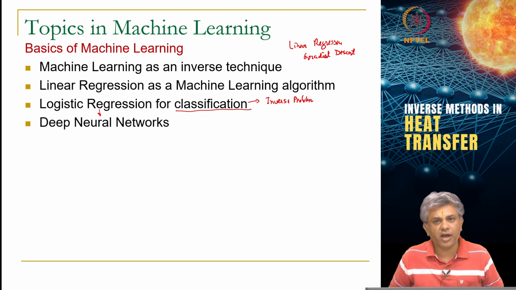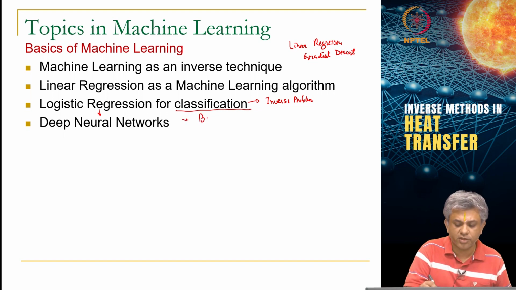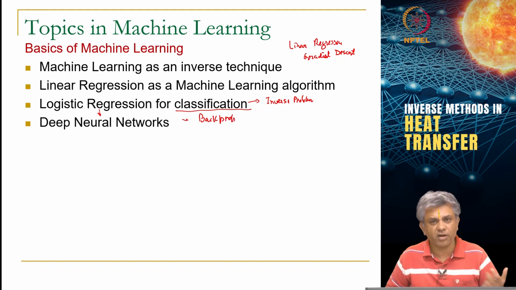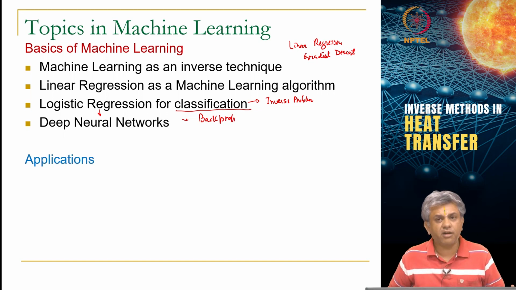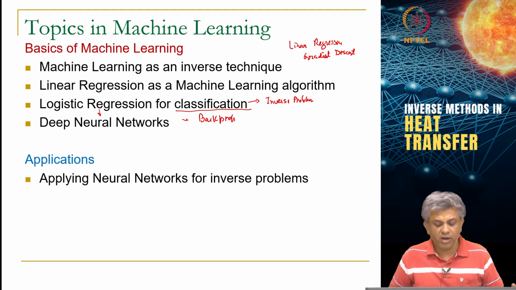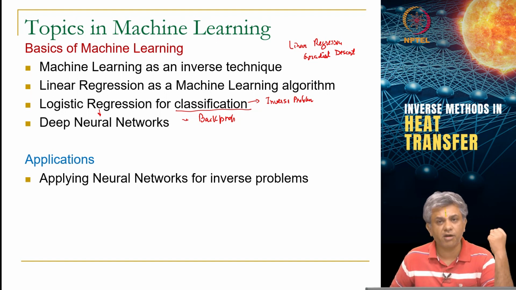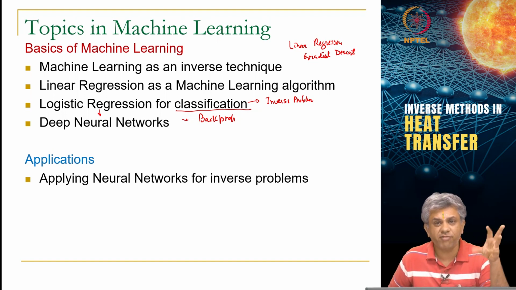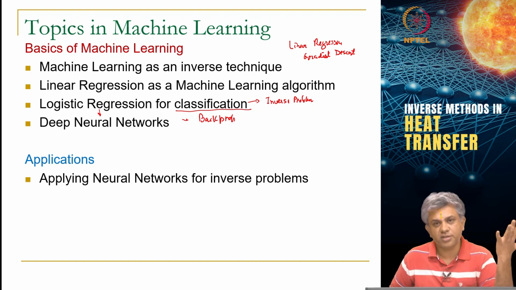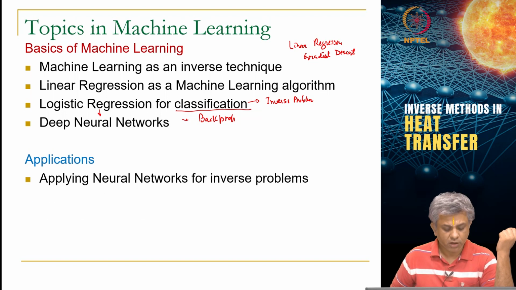So, in the third week I will come to deep neural networks, and we will discuss this algorithm called backpropagation, which is what makes deep networks and large networks possible. And in the fourth week we will talk about applications. We will apply neural networks to inverse problems, some of the problems that we did earlier, pretending as if we did not know the physics of the problem. Of course, this helps us in applying it to very general problems also.